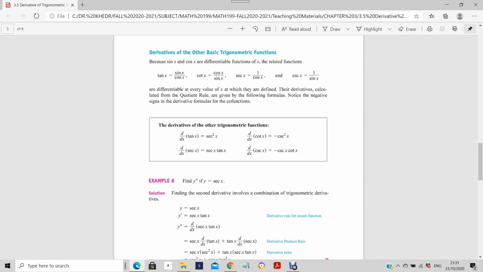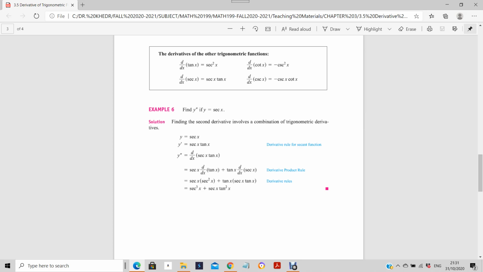The derivatives of each of these 4 trigo functions are listed below here. The derivative of tan x is secant square x. The derivative of cot x is minus cosecant square x. The derivative of secant x is secant x tan x, and the derivative of cosecant x is minus cosecant x cotan x. Of course, you can prove all of these relations by using the derivatives of sine and cosine if you refer back to the definition of each of these trigo functions.